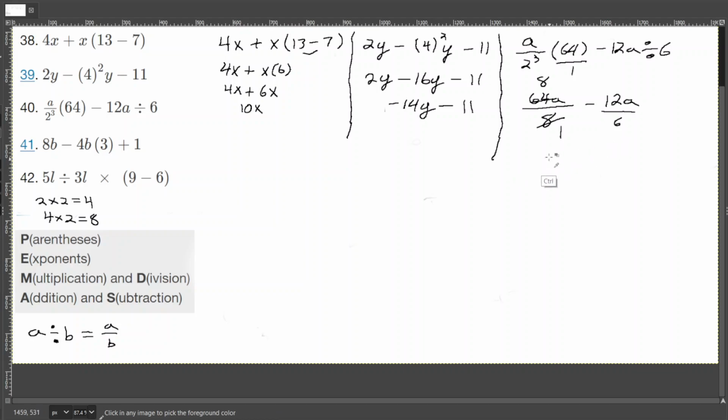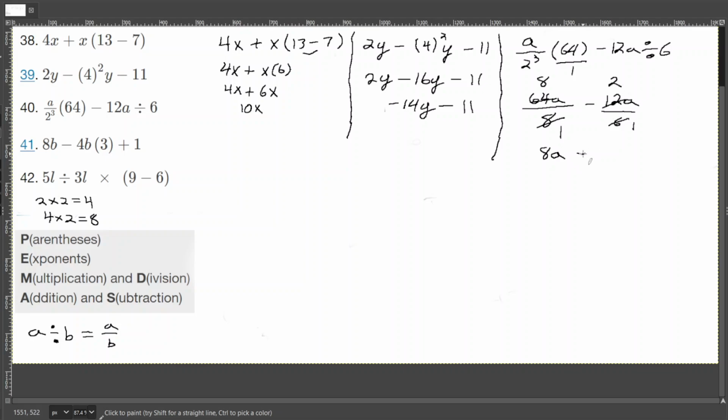8a. So that's 8a over 1, or just 8a. Now here we can factor out the 6's, right? We can say 6 divided by 6 is 1. 6 divided by 12 is 2.